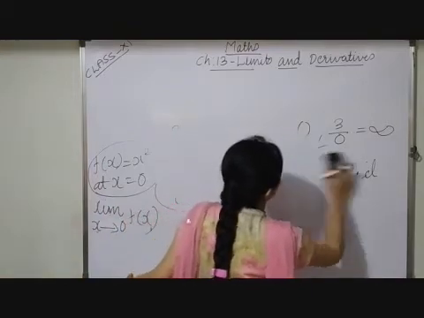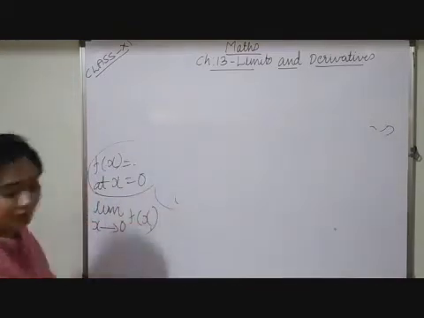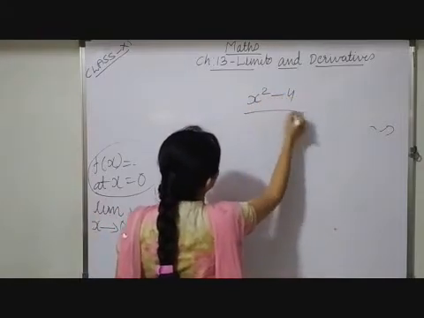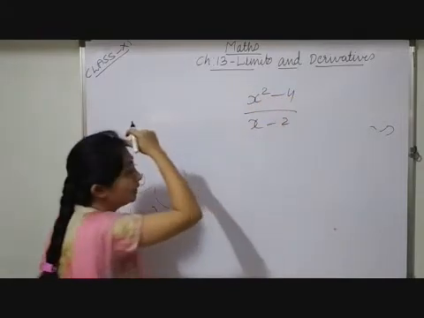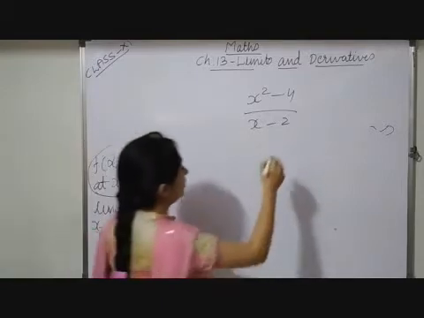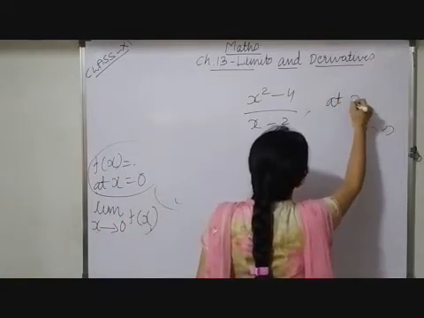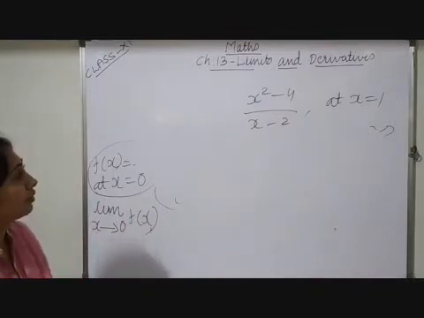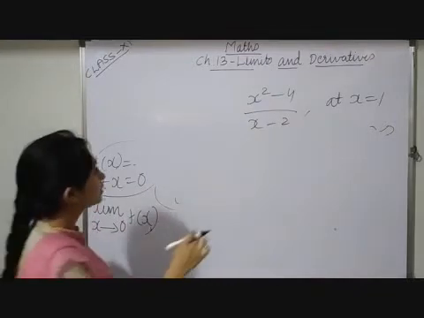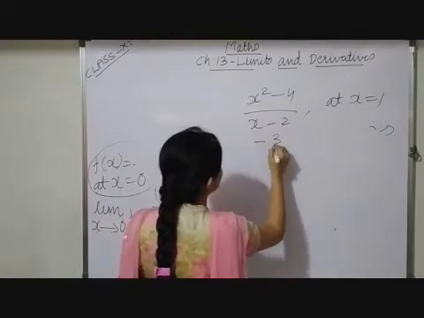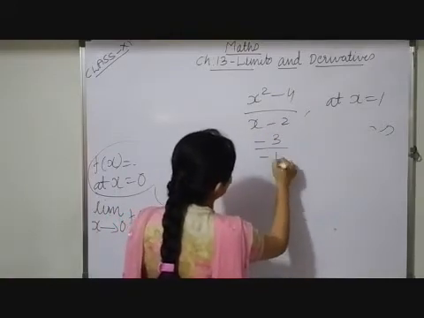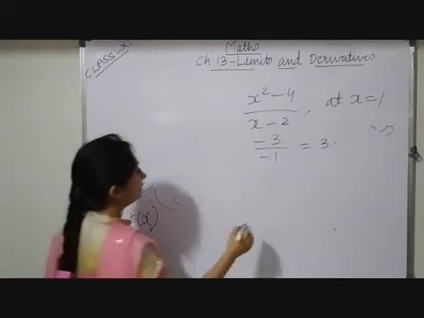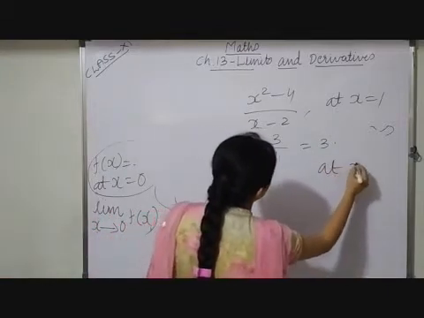Now suppose you are having a question. See, one question here I am writing. Suppose we have (x square minus 4) upon (x minus 2). Solve. Then we have at x equals 1. So x equals 1 means in place of x I have to substitute 1. So 1 minus 4, that is minus 3, and 1 minus 2, that is minus 1, so my answer is 3.